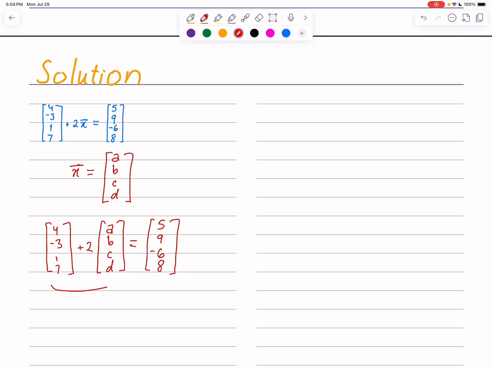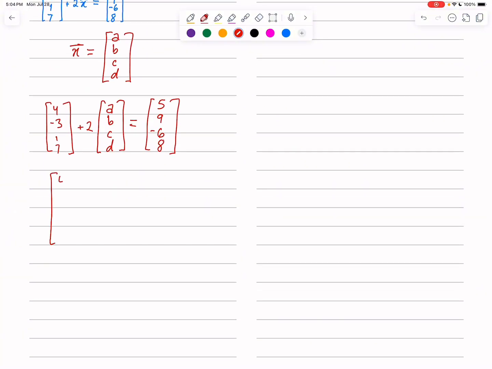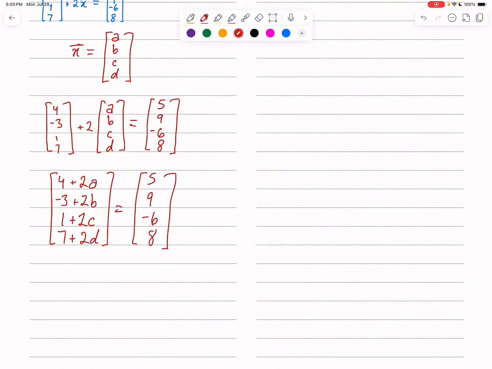From here, the natural next step is to take our vectors or lists on the left-hand side and do our list operations. So I'll distribute 2 into that vector. Then once I'm done with that, I will add my 2 lists together. And the result is going to be this equation.